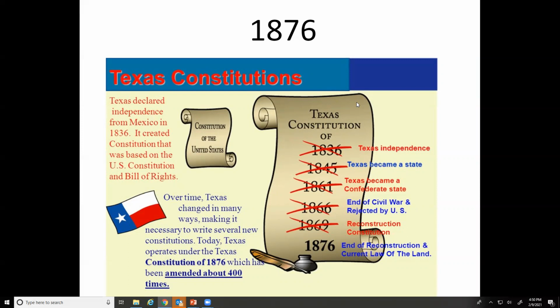So there have been things that have been ratified. And you can go ahead and look this up, the Texas Constitution, and take a look at it and read it yourself. It's very interesting. We have our own Bill of Rights as well.